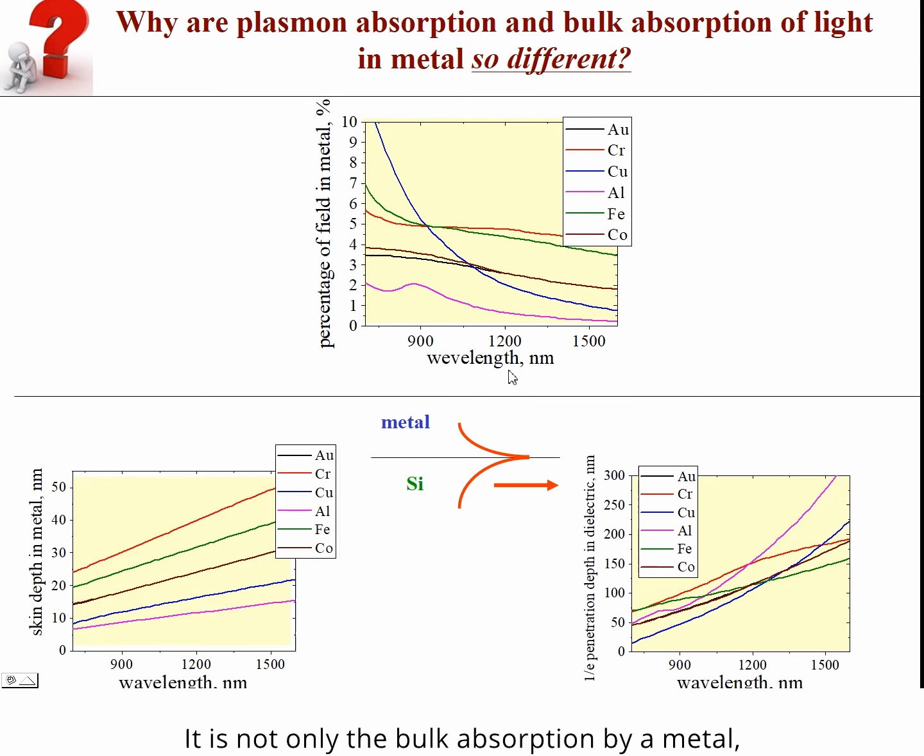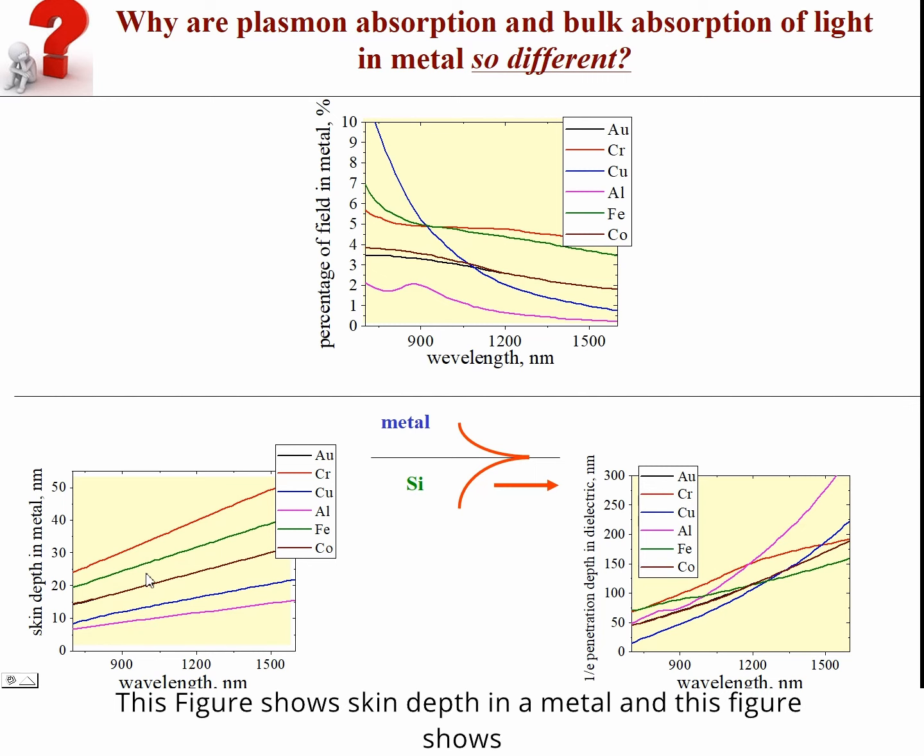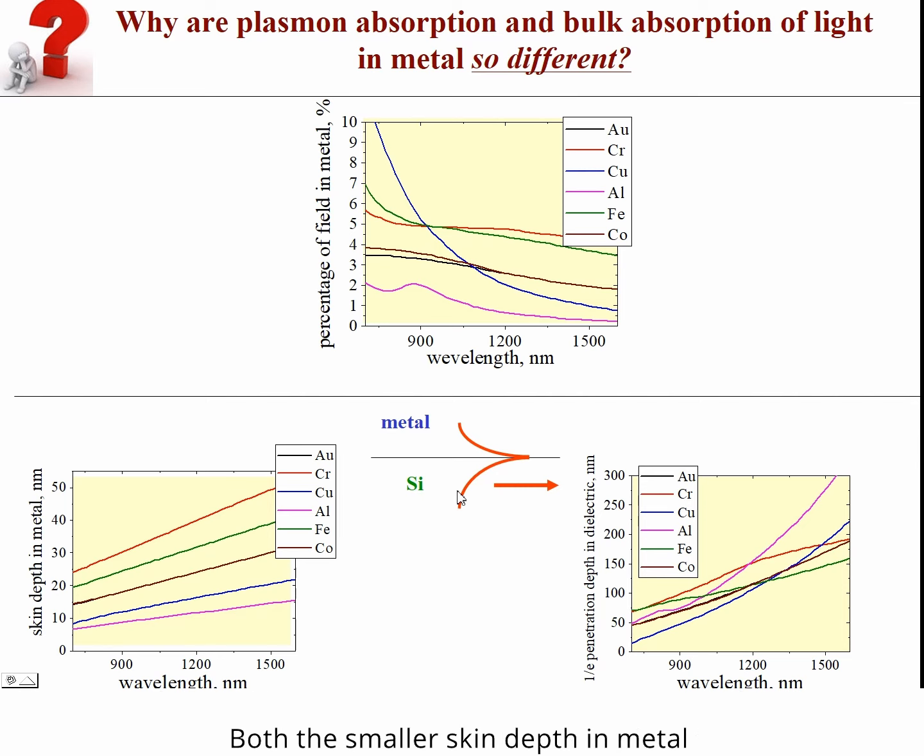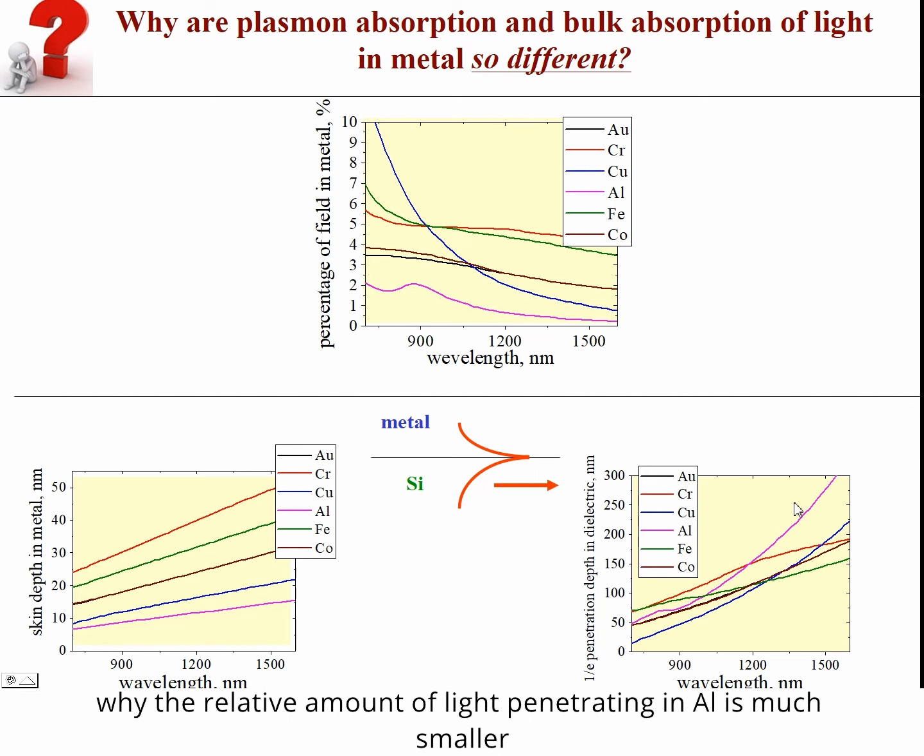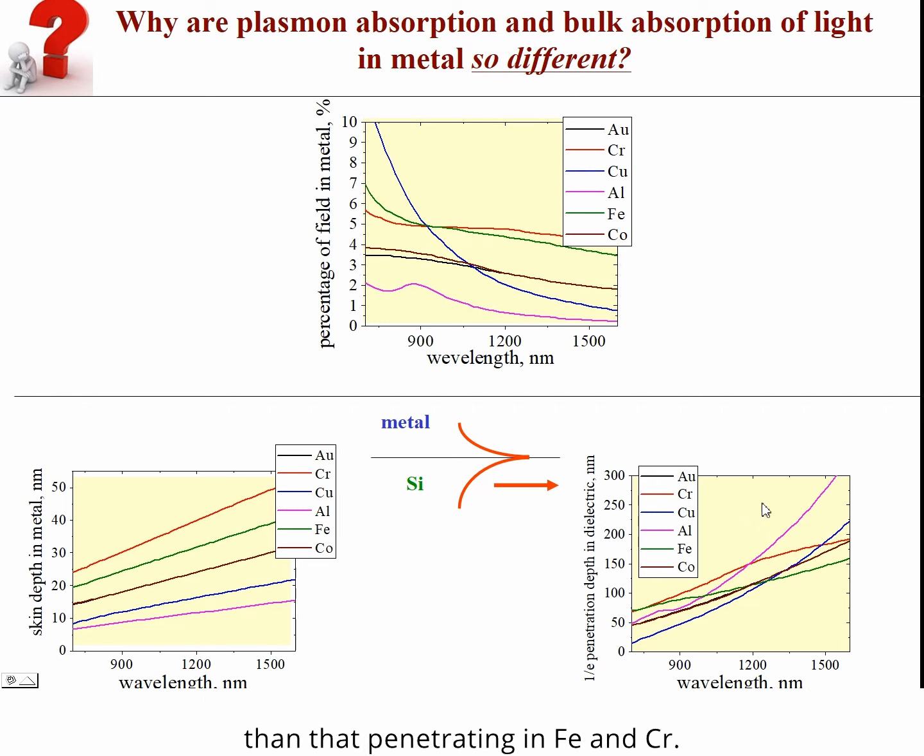It's not only the bulk absorption by a metal, but also the refractive index of metal that determines the absorption of surface plasmon. This figure shows the skin depth in metal, this one, and this figure shows the penetration depth of the optical field into dielectric, this one. Both the smaller skin depth in metal and larger penetration depth into silicon are reasons why the relative amount of light penetrating into aluminum is much smaller than the penetration in iron and chromium.